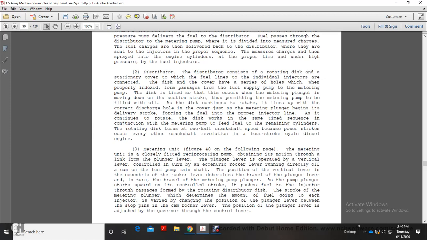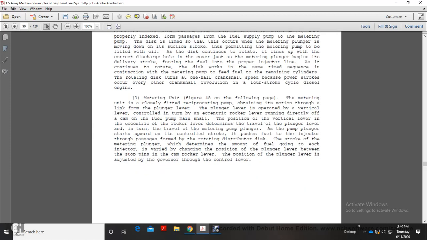As it continues to rotate, this works in the same time sequence in conjunction with the metering pump, with the fuel filling the remaining cylinders. The rotating disc turns at half crankshaft speed, with a power stroke on each cylinder every other crankshaft revolution in a four-stroke cycle diesel engine.